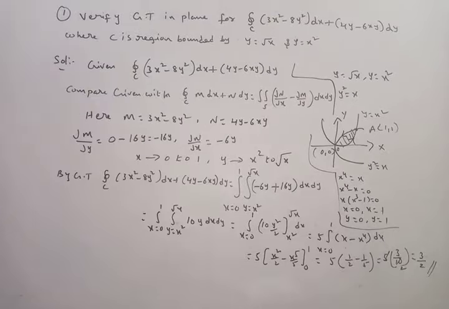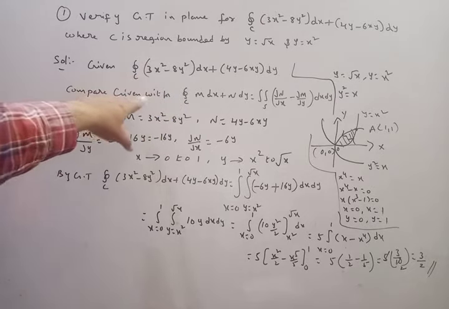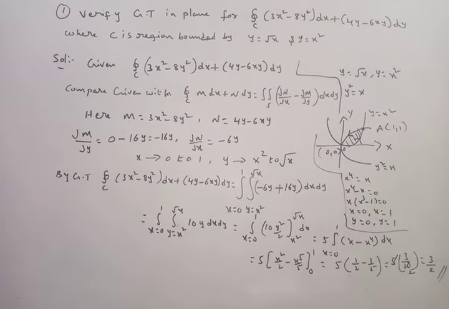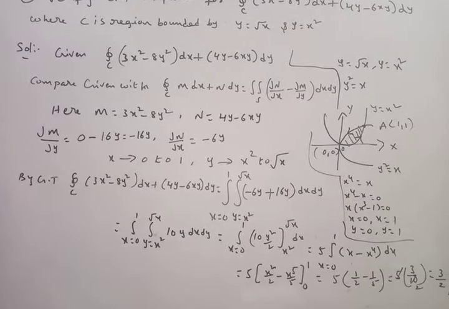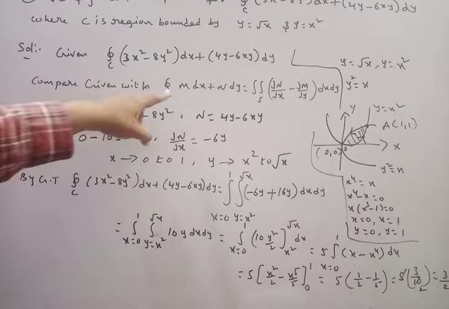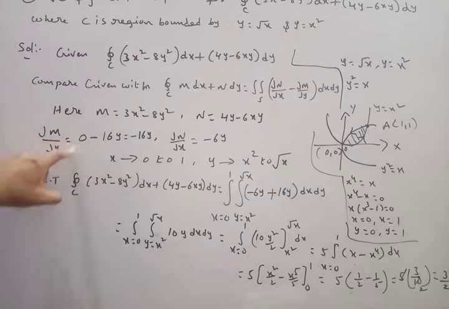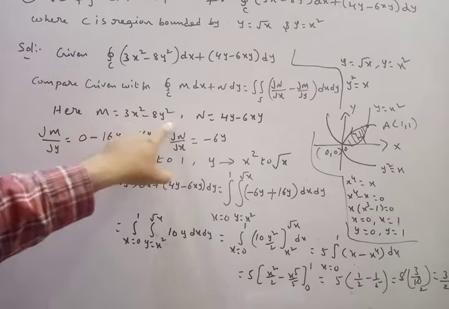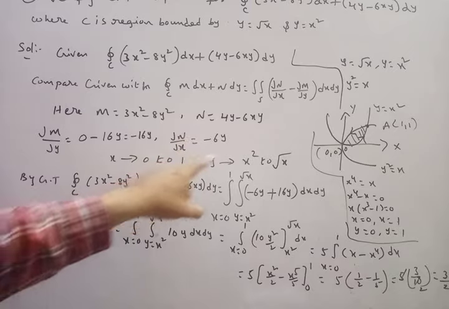So understand here. First, compare the given integral with Green's theorem. Green's theorem statement is: the circle integral over C of m dx plus n dy is equal to the double integral over S of dou n by dou x minus dou m by dou y, dx dy. After comparing, m is 3x square minus 8y square, and n is 4y minus 6xy. Then we need dou m by dou y, differentiating partially with respect to y, and dou n by dou x, differentiating partially with respect to x. Then we have to find the limits.